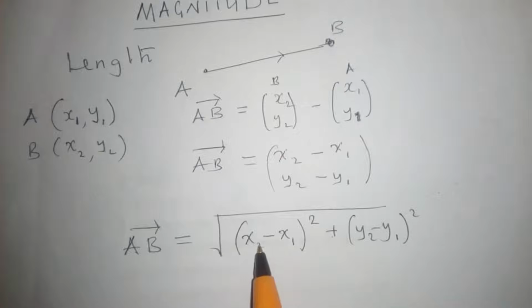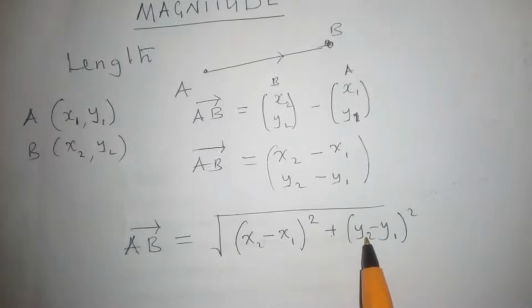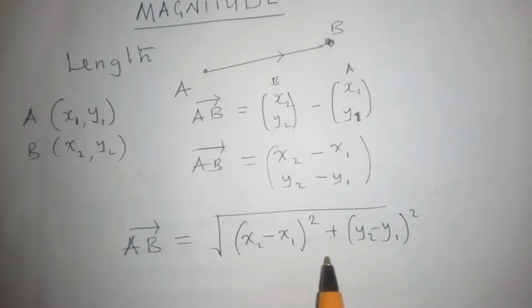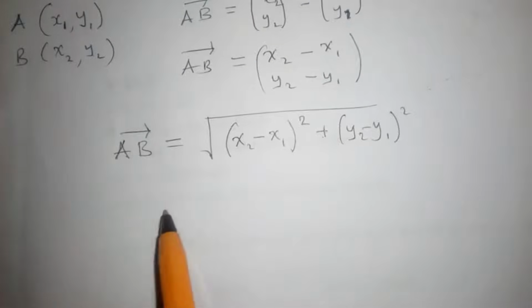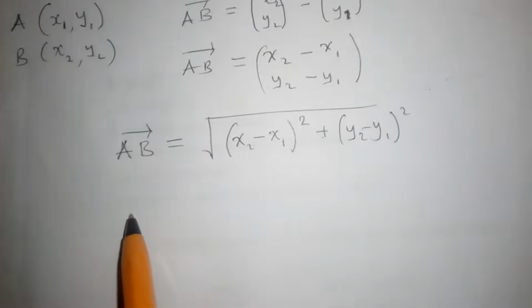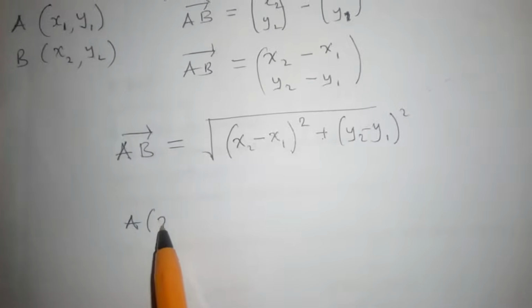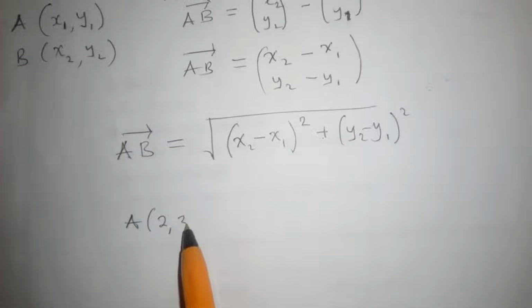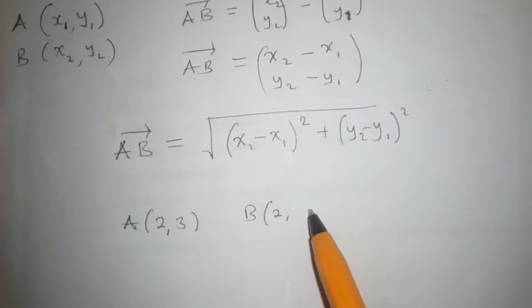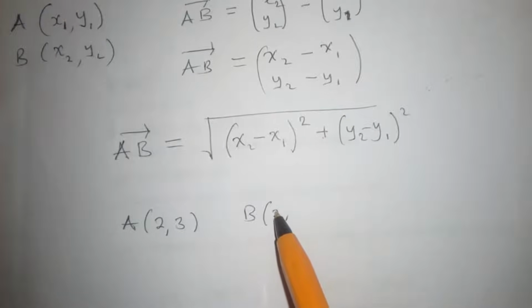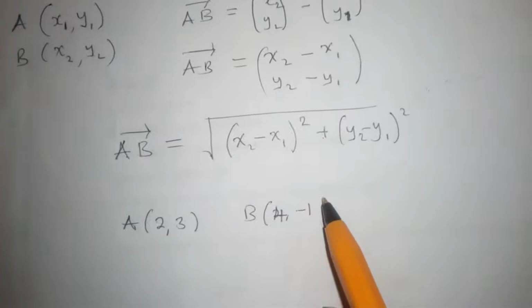And if you started with x sub 2, y sub 2 should start here, not y sub 1. You don't come and put y sub 1 minus y sub 2. No, so you need to master this. This is a formula. Okay, so let's say you've been given the numbers. A is 2, 3, and then B is maybe 4, -1.